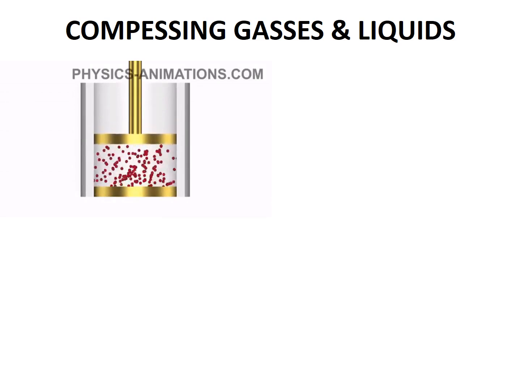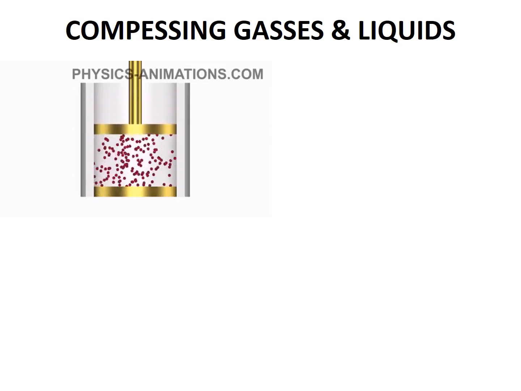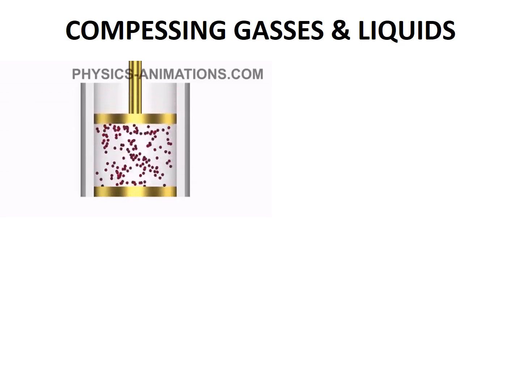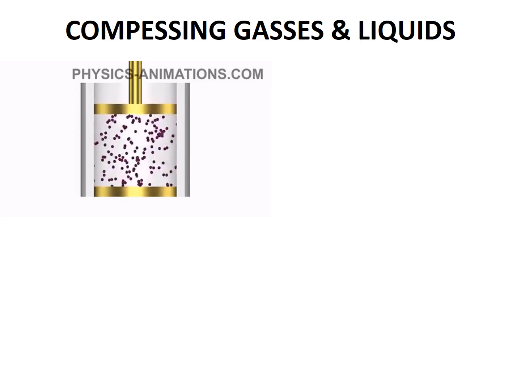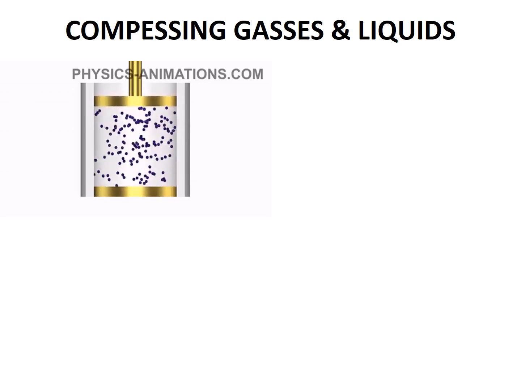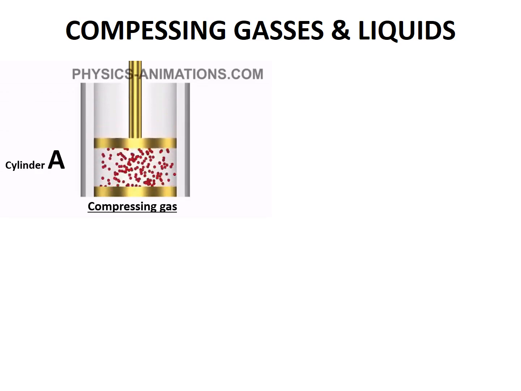Now, this is the first cylinder. This apparatus is taken from physicsanimations.com. Now, as you can see, the plunger is moving way down, compressing something contained in this kind of cylinder. We don't know what it is yet, but by just watching the movement of the plunger, we can already tell that this must be a gas, not liquid. Remember, liquids can never be compressed. Therefore, the plunger cannot move this distance in liquids. This is cylinder A, and as I said, we'll be compressing a gas.